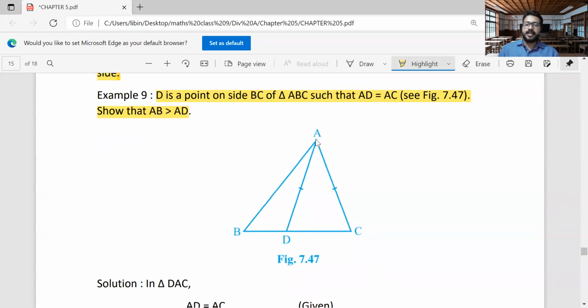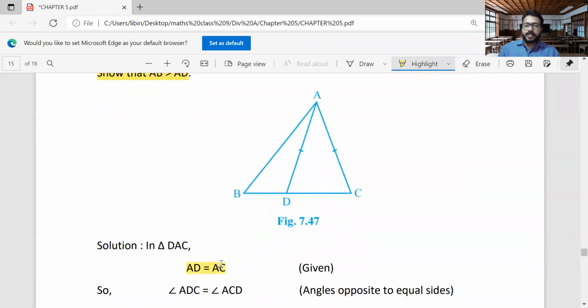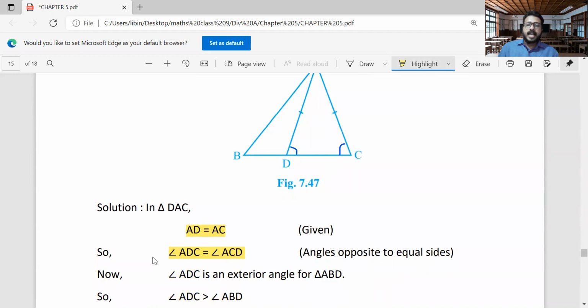Consider triangle DAC. Now AD is equal to AC. It is given to us. So what can we say about this triangle? Can you see any peculiarity for this triangle? We can see that this triangle is isosceles. Now, angle ADC is equal to angle ACD. Since these sides are equal, the angles opposite to them are also equal.